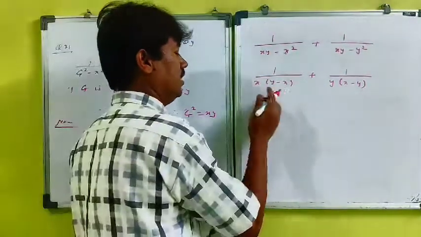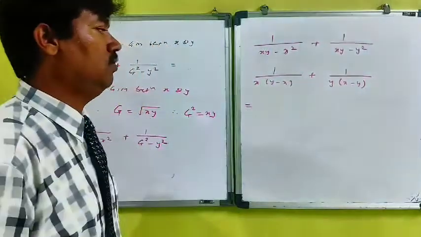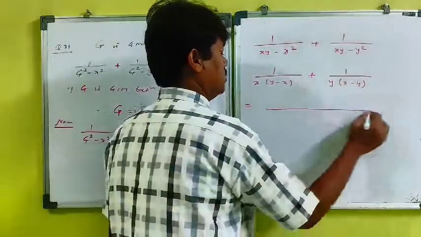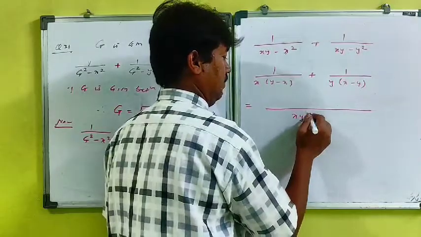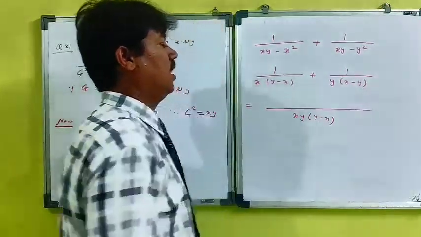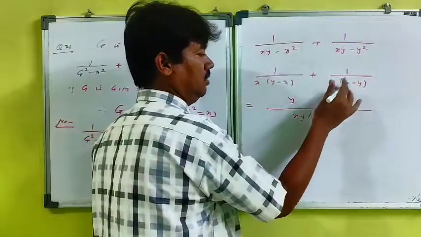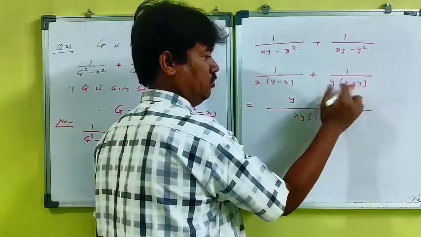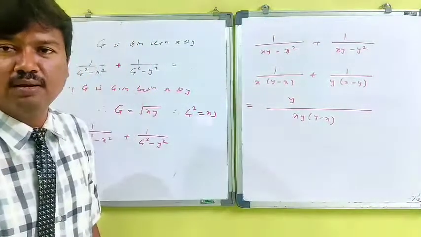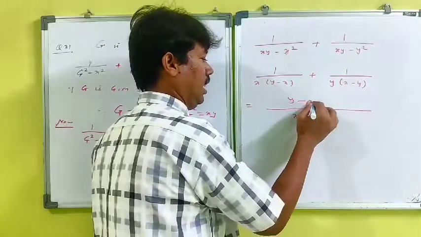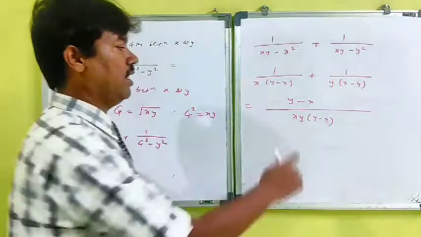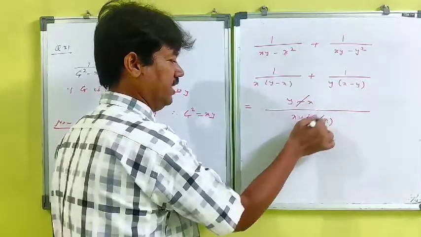So just take an LCM here. The LCM is x into y, y minus x. So here you have to multiply with y. Here this is x minus y, so you make it y minus x. So minus taken common and then multiply with x. So this y minus x and this y minus x will get cancelled.